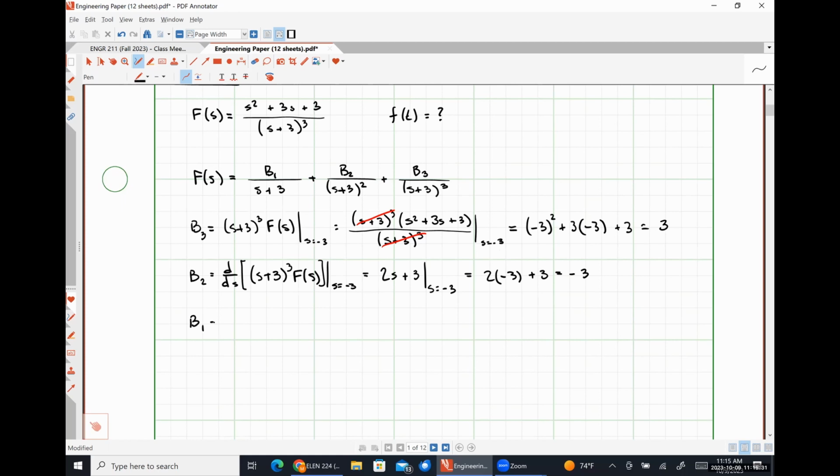For coefficient b1, we're going to have 1 over 2 factorial, which is just 1/2, times the second derivative of s plus 3 cubed times f of s evaluated at s is equal to -3. And so now I'm really just taking the derivative of this thing right here from my coefficient 2 determination. So the derivative of 2s plus 3 with respect to s is just 2. So we're going to have 1/2 that term from the very front times 2 evaluated at s is equal to -3 looks like the number 1.